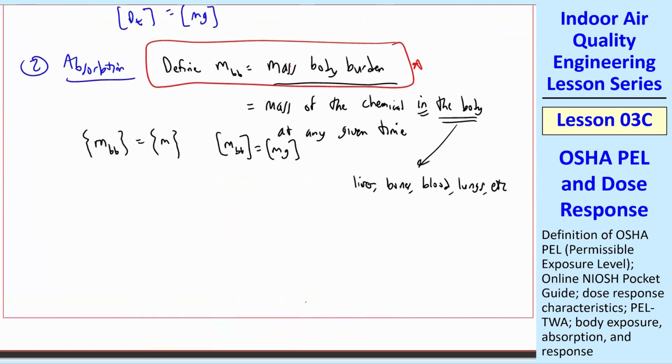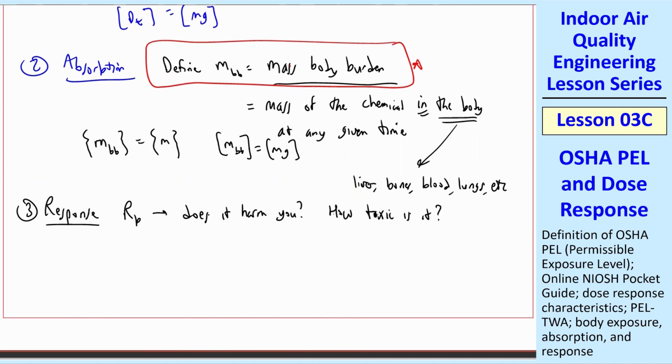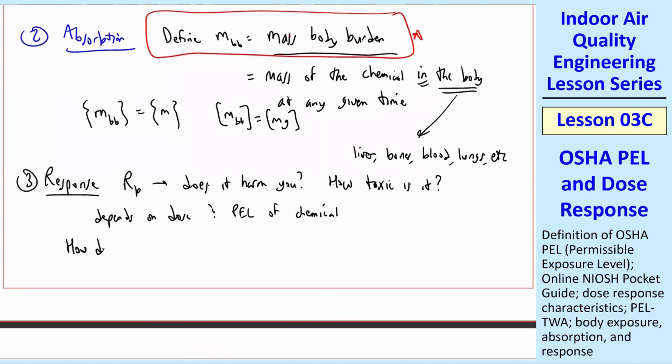And then finally, there's the response. We'll call this RP, and that is determining, does it harm you, or how toxic is it? And that's where the PEL comes in. I can absorb 1 milligram of some chemical and it doesn't hurt me at all. I can absorb a milligram of some other chemical and it might kill me. So this very much depends on dose and the PEL of the chemical that's in question. In other words, how does the body react to this chemical?